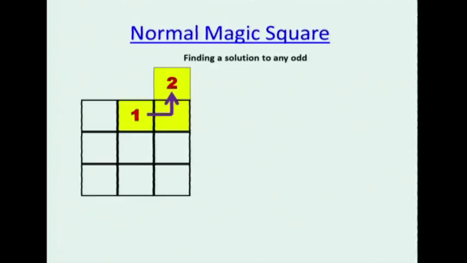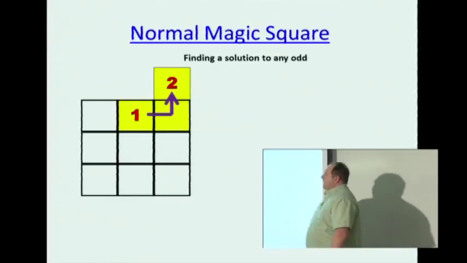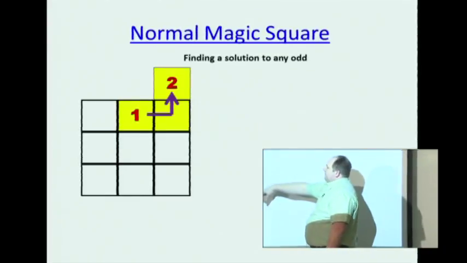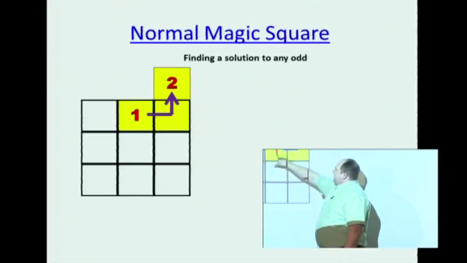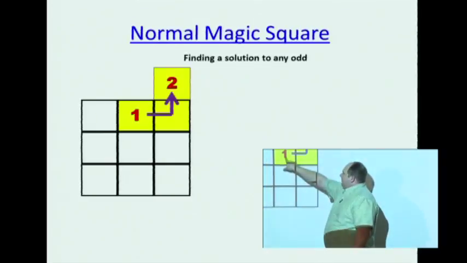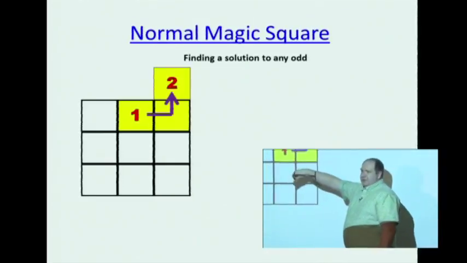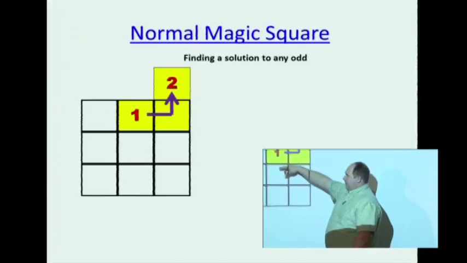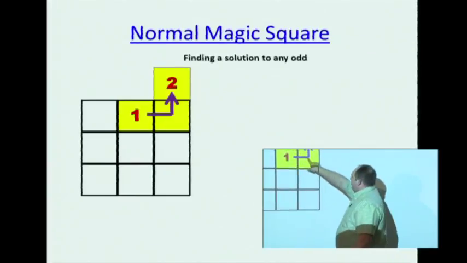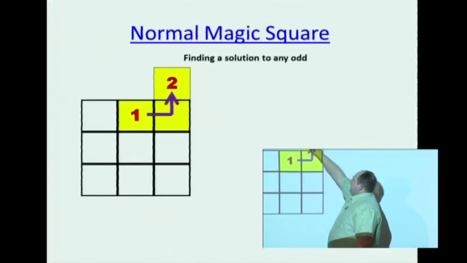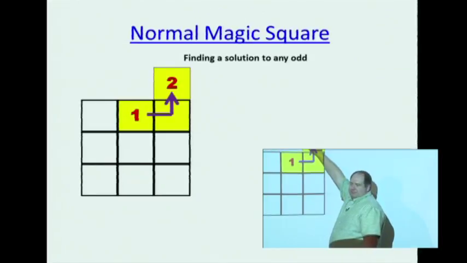Okay, so now, I'll let you in on a little secret. There is an algorithm or a trick to constructing any odd numbered magic square. And that's what we're going to do now. This is a 3 by 3, which is odd. If I start in the middle position with a 1, and I do what's called the up and over method, or the over and up method, and I go over 1 and up 1, there's nothing there, right?